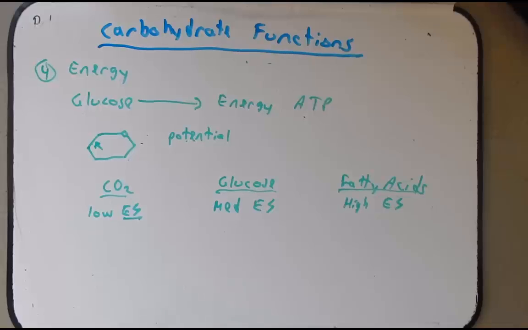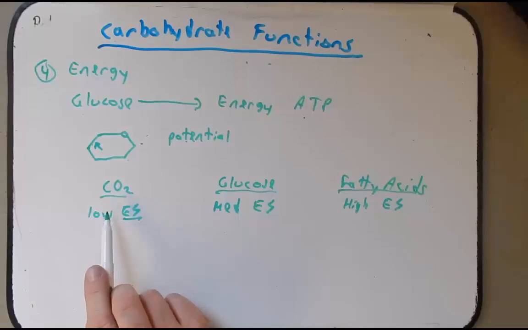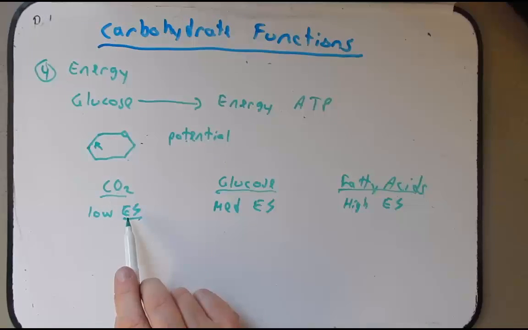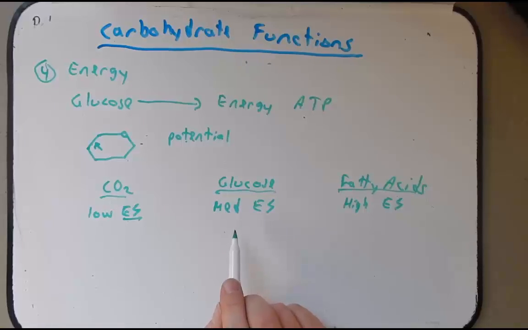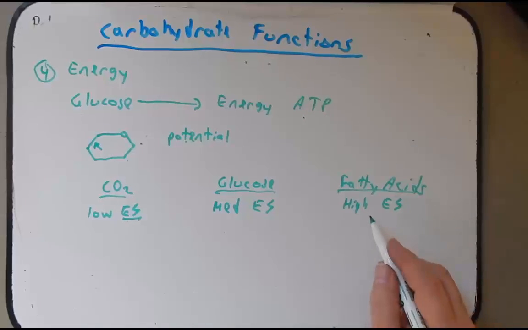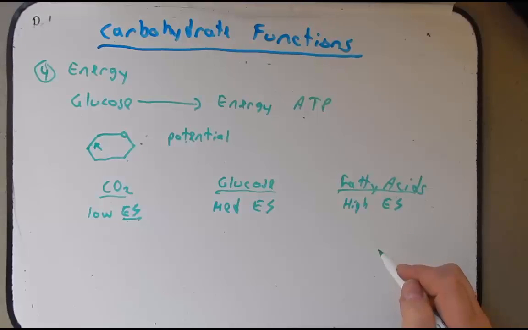And the reason for that is because the covalent bonds in the CO2 molecule are held together much tighter. Glucose has more energy potential than CO2 because those covalent bonds are not quite as tightly held together. And then fatty acids is the other extreme where there's a lot more potential energy in here because it's not going to cost as much energy to break those bonds, but it's going to release the same amount of energy. So they have the weakest covalent interactions.